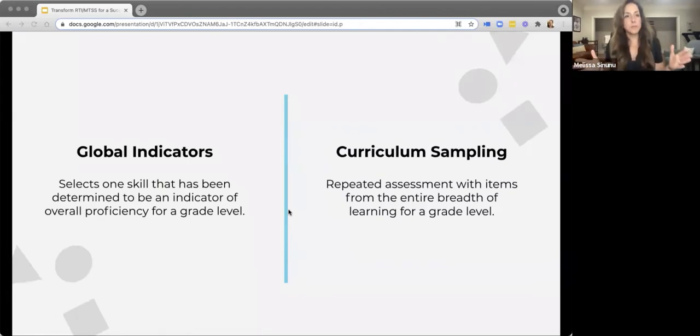So the difference the Fuchs described between the two is that a global indicator is selecting one skill that has been determined to be an indicator of overall proficiency of a grade. For example, a student's ability to master math computation within the second grade curriculum is an indication of proficiency in the entire second grade math curriculum. The other, curriculum sampling, is that repeated assessment that includes items from across the entire grade level.